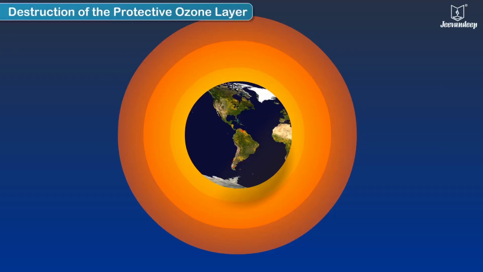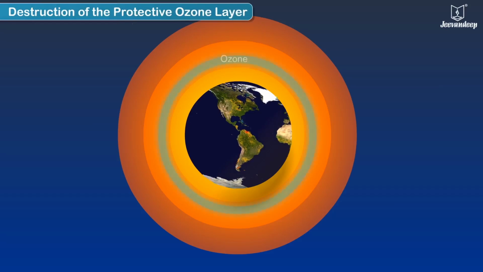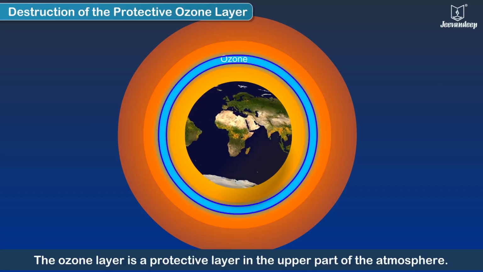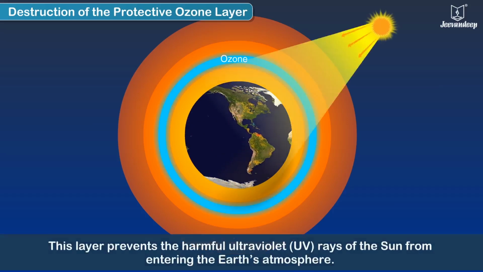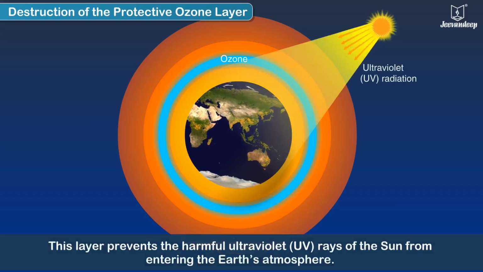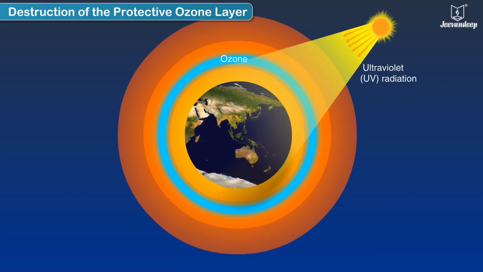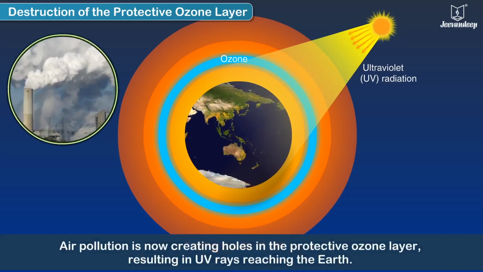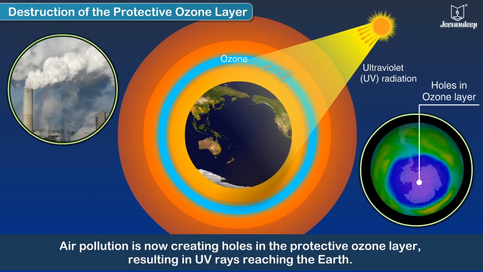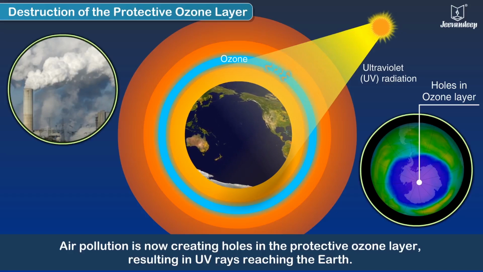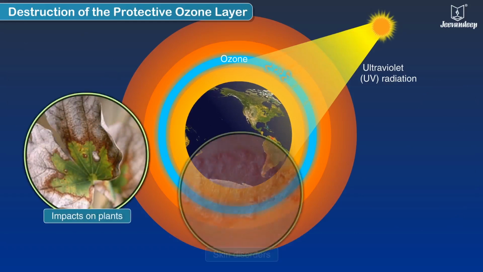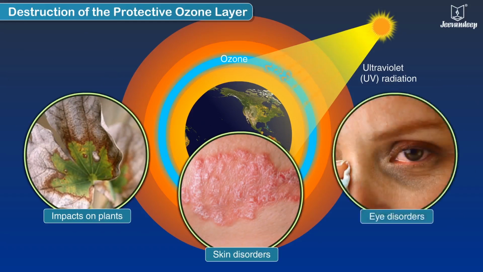Destruction of the protective ozone layer. The ozone layer is a protective layer in the upper part of the atmosphere. This layer prevents the harmful ultraviolet UV rays of the sun from entering the Earth's atmosphere. It has been observed that air pollution is now creating holes in this protective ozone layer, resulting in the UV rays reaching the Earth, affecting plant life, as well as causing various skin and eye disorders in human beings.